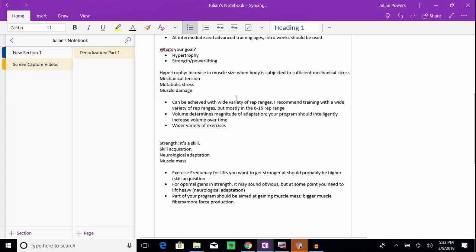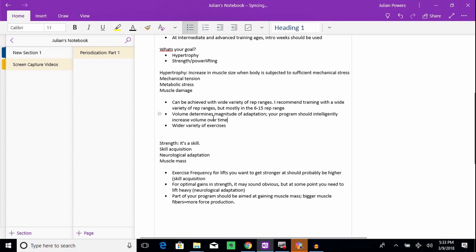So again, that's me gradually increasing volume intelligently. I'm not going to sit there and from week 1 to week 2 add 5 sets on a muscle group. That's a lot of volume to add in just 1 week. So again, I'm trying not to make this too complicated. To sum it up, you want to intelligently increase volume over time.